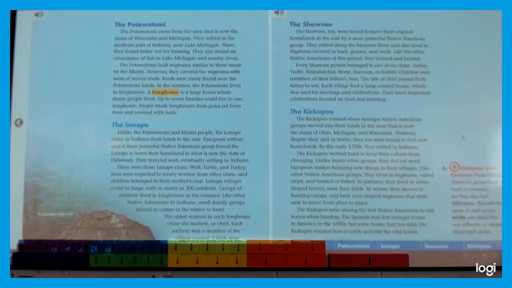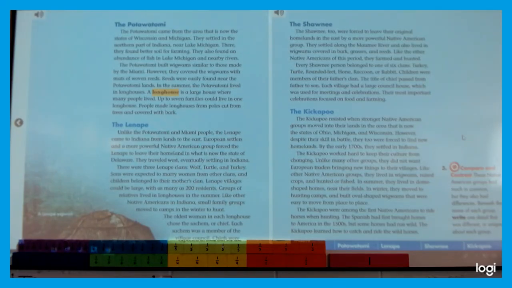The Potawatomi built wigwams similar to those made by the Miami. However, they covered their wigwams with mats of woven reeds. Reeds were easily found near the Potawatomi lands. Okay, remember they lived up by the lake and the rivers, so they had lots of cattails and reeds, and they could weave that into a structure to cover their houses.